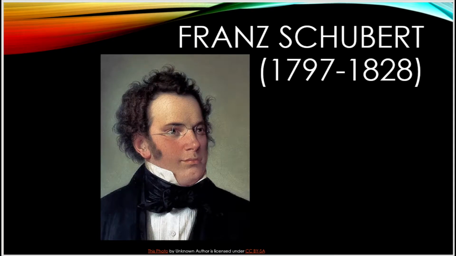On page 263 through 264, you'll read about Franz Schubert. This is a picture of Franz Schubert, and he lived between 1797 and 1828. You'll notice that this overlaps some with Beethoven, and Beethoven was considered a classical composer, but Beethoven lived longer. He wrote more music during the classical era and then kind of ushered in the Romantic era, whereas Schubert wrote most of his music during the Romantic era, and he did not live as long.